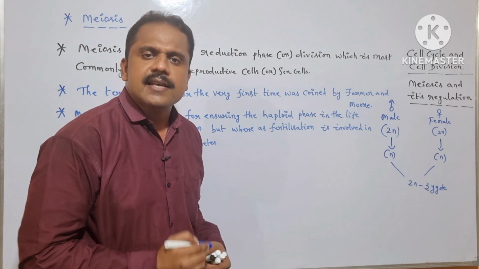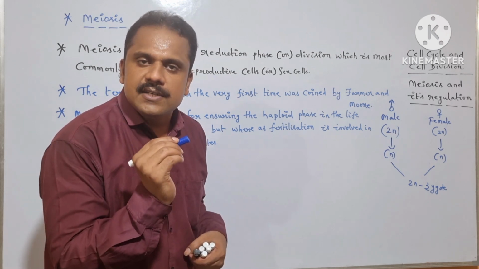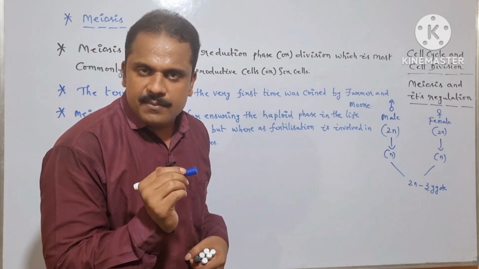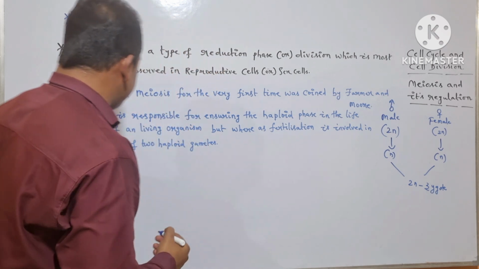Meiotic division has two rounds of nuclear division termed Meiosis-1 and Meiosis-2, and a single cycle of DNA replication. Is it clear? So let me write it here.